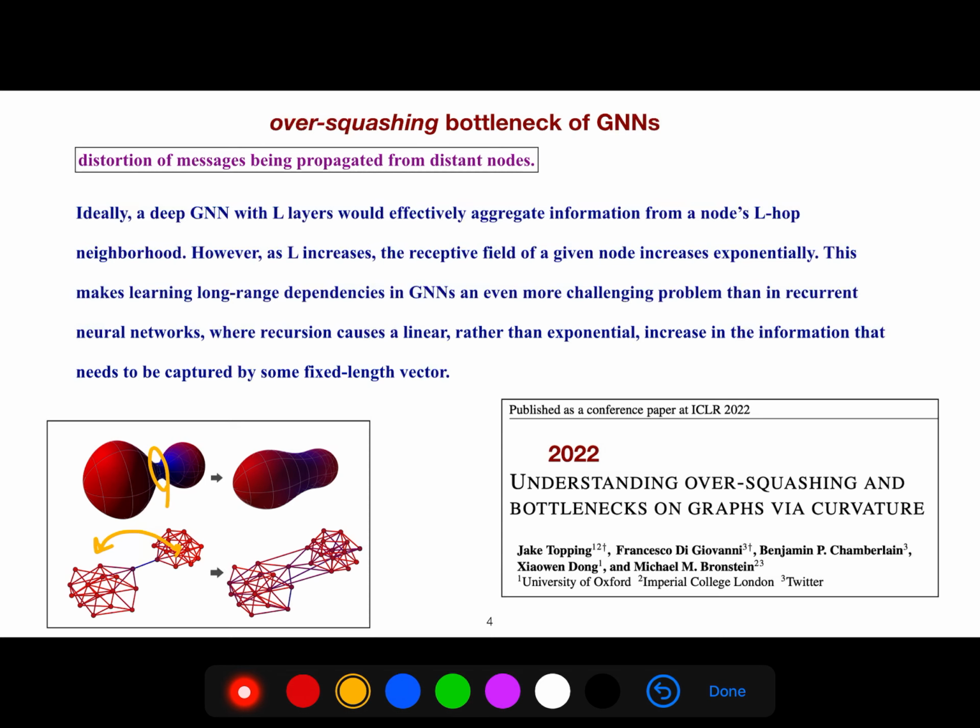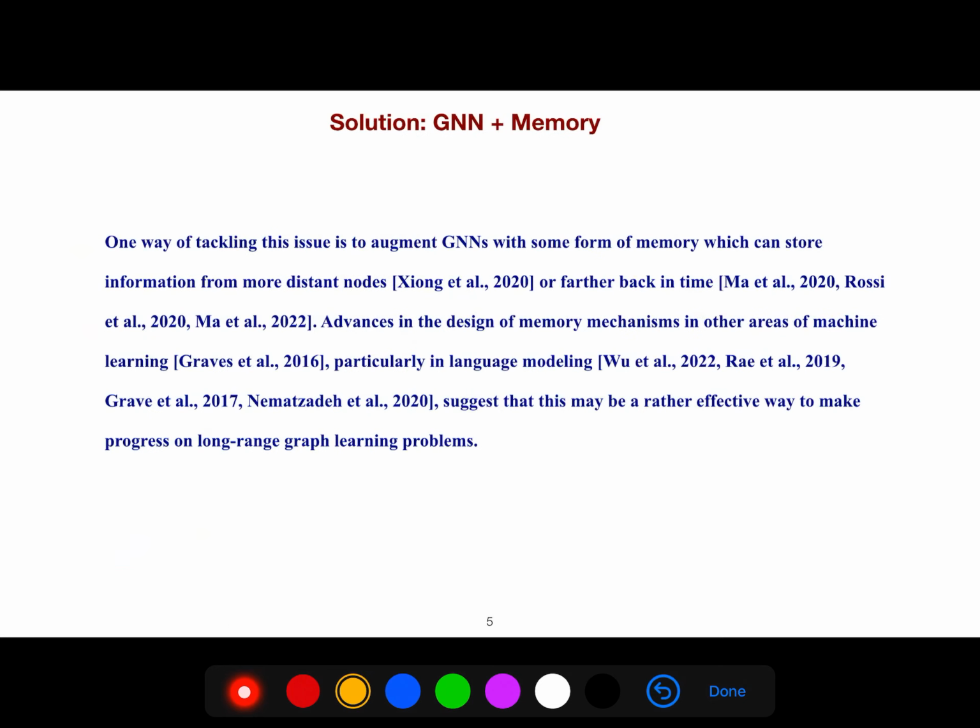And if you want to know more about the over-squashing bottleneck, this is a very good article from Oxford. So their solution is to augment GNN with a memory. One way of tackling this issue is to augment GNN with some memory which can store information from more distant nodes or farther back in time. Advances in the design of memory mechanisms in other areas of machine learning, particularly in language modeling, suggest that this may be a rather effective way to make progress on long-range graph learning problems.